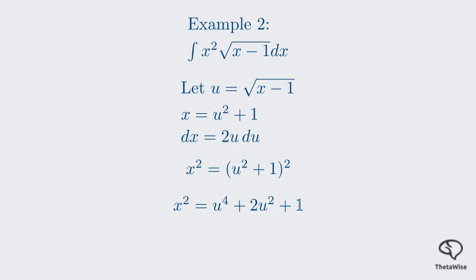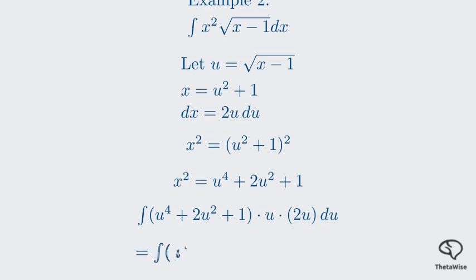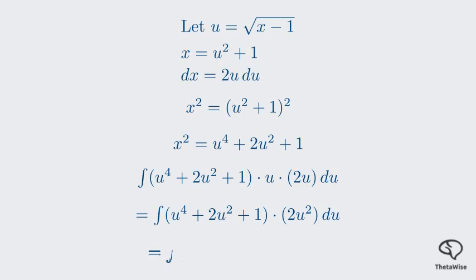Now we are fully equipped for the substitution. Substituting everything into the integral, we get the integral of our new expression for x squared, times our u for the square root, times 2u for dx. Once again, the entire integral is now in terms of u. Let's simplify this just like before. Multiply the u and 2u outside the parenthesis to get 2u squared. Then distribute the 2u squared to every term inside the parenthesis. This results in the integral of 2u to the 6th plus 4u to the 4th plus 2u squared. This is another straightforward polynomial to integrate.